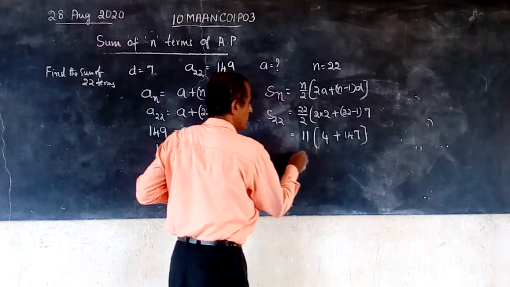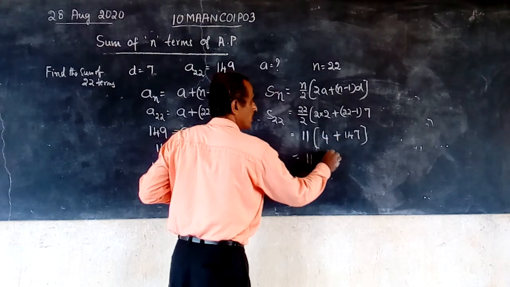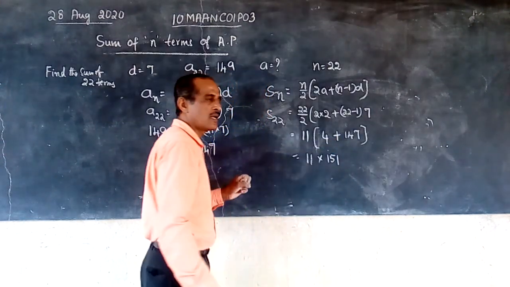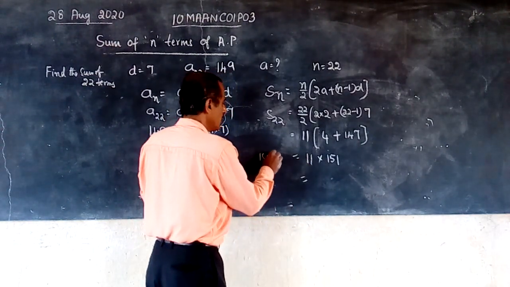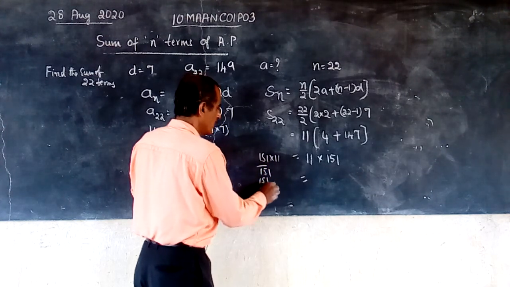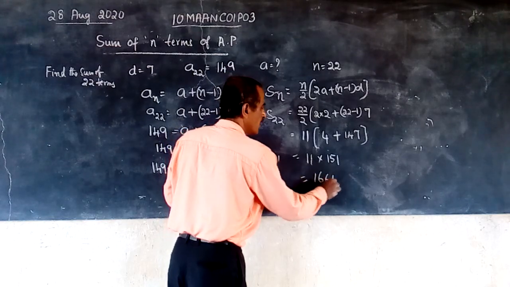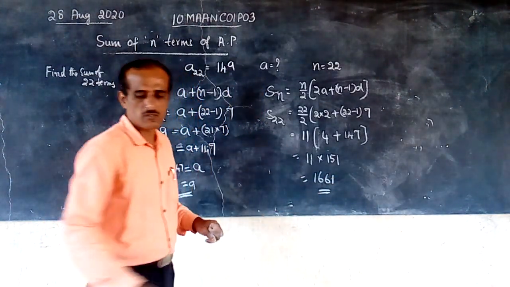So 4 plus 147 is 151. So 11 into 151. 151 into 11 is 1661. The answer is 1661. So like this you have to calculate.